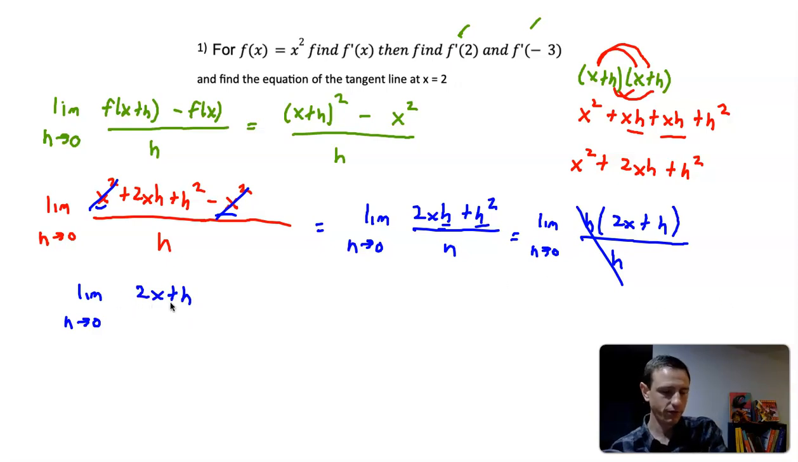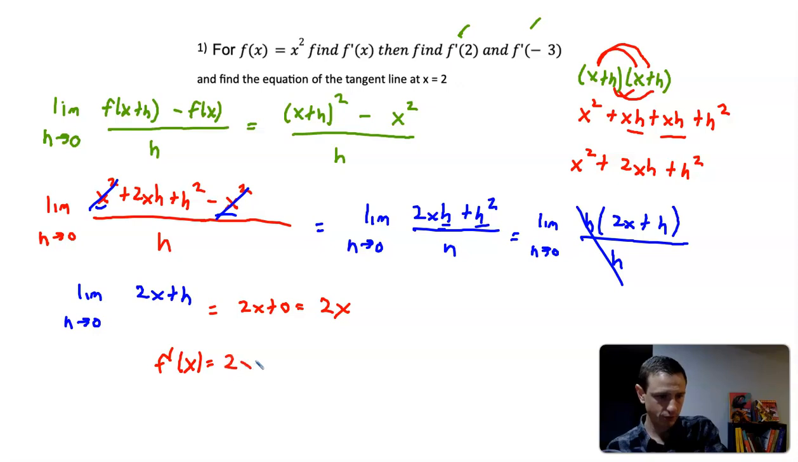Now that we've simplified it all down, now we evaluate the limit as h goes to 0. So I'm going to replace h with 0 now. So 2x plus 0, which is just 2x. So that means f prime of x is equal to 2x. After all of that process, we got down to 2x.